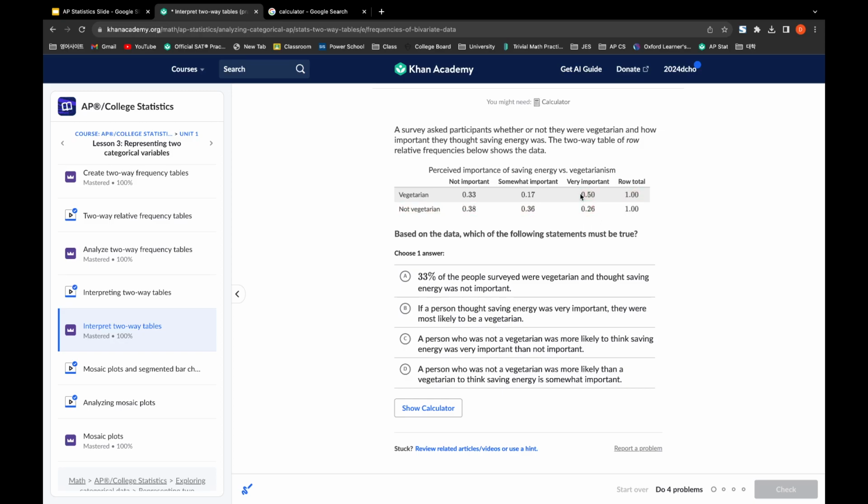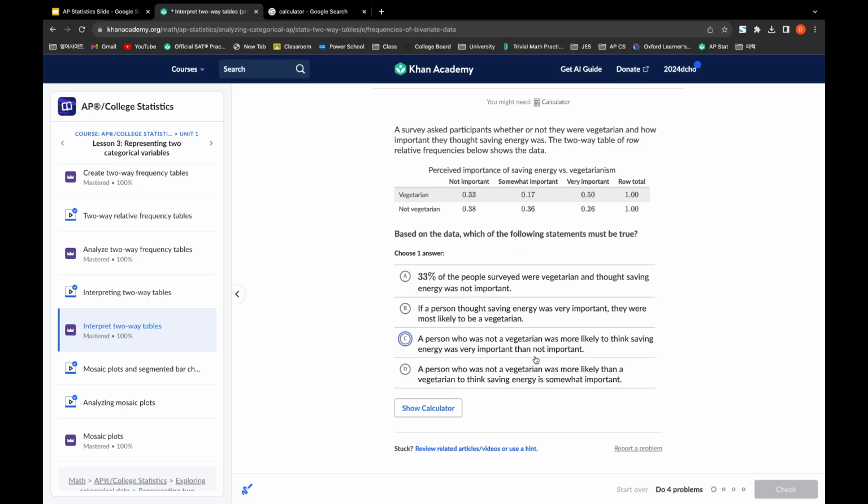Mm, this one sounds true because we have a larger proportion of vegetarians who think saving energy was very important. However, if the total number of non-vegetarians were higher than vegetarians, let's say 10 times more non-vegetarians than vegetarians, then we're going to have more non-vegetarians who think saving energy is very important. So B is wrong. Actually, B is not sure.